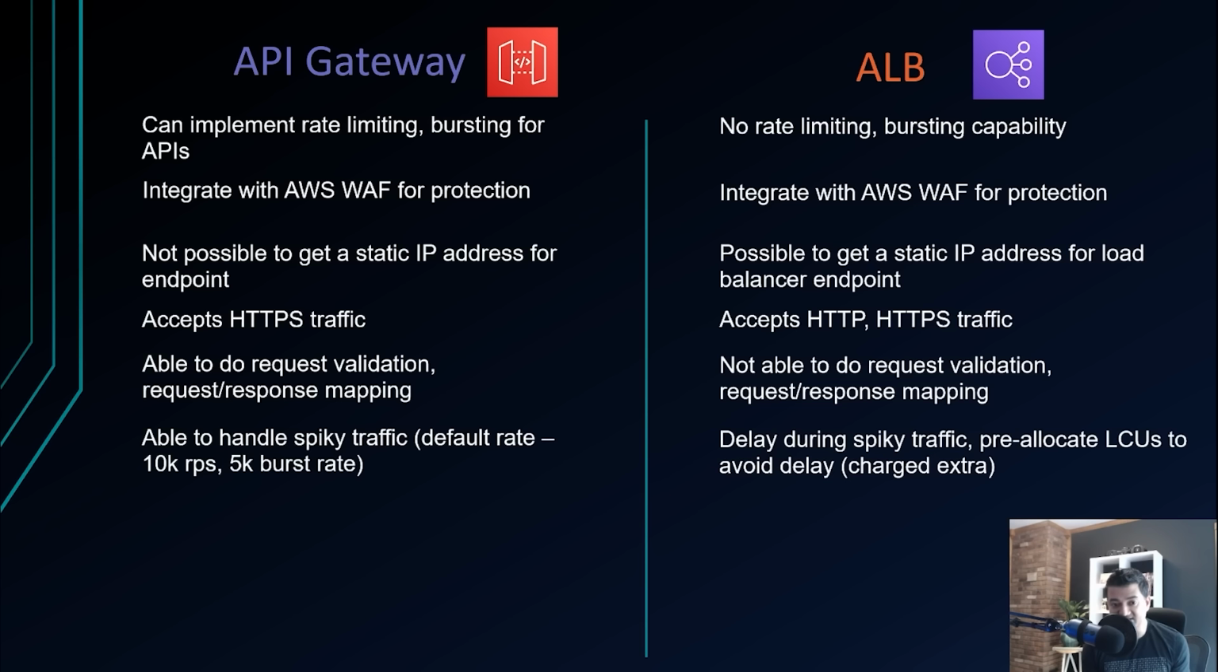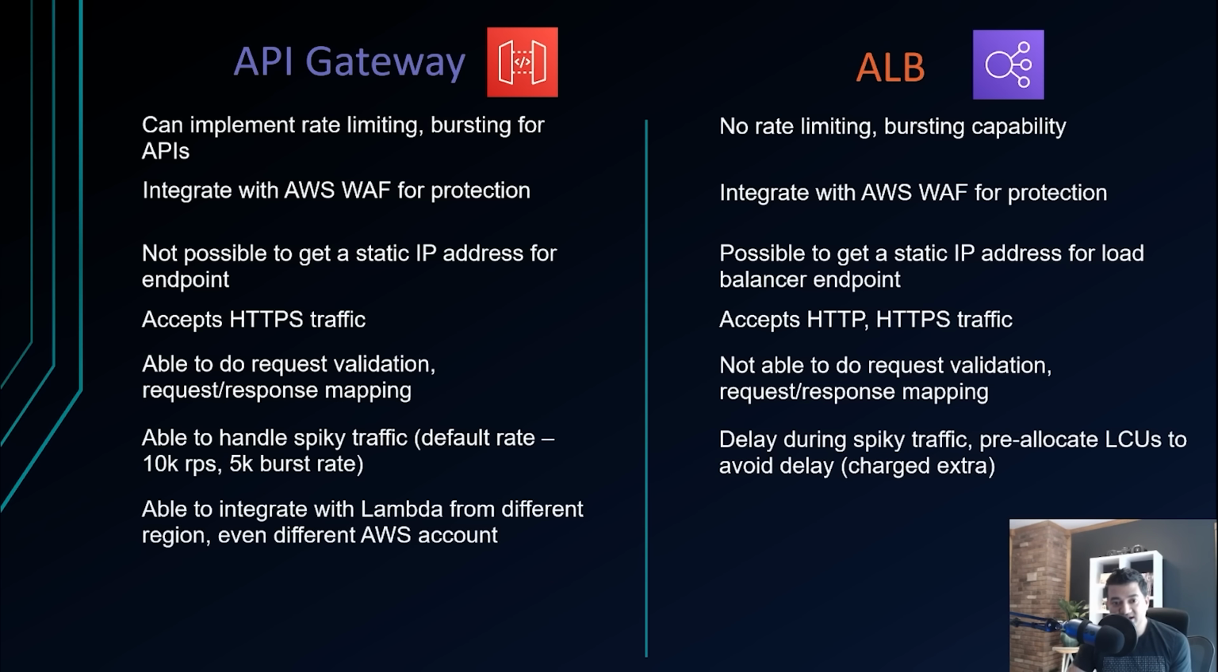We're going to take a look at the LCUs. This is like the capacity unit for ALB. It's like you can pre-warm underlying EC2s for ALBs, and then even when the traffic spikes, you won't face a delay. However, you have to pay extra for this because you are keeping things pre-warmed.